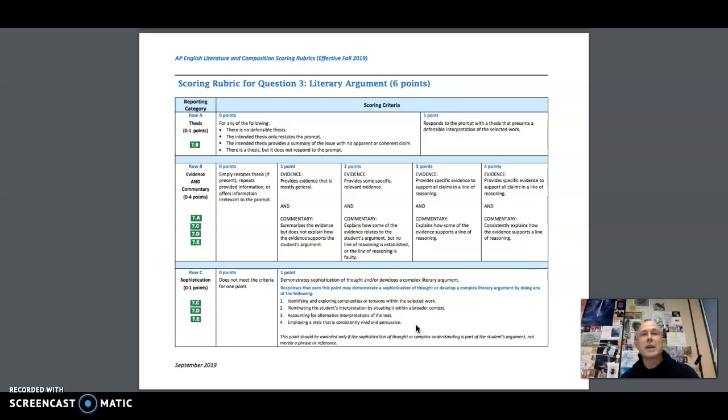And finally, employing a style that is consistently vivid and persuasive. So if you're just an amazing writer, sometimes that will end up earning you this point. It's hard. It says it should only be awarded if sophistication of thought or complex understanding is part of the student's argument, not merely a phrase or reference. So it has to consistently appear throughout the entire essay. And that's why this point is rarely awarded.